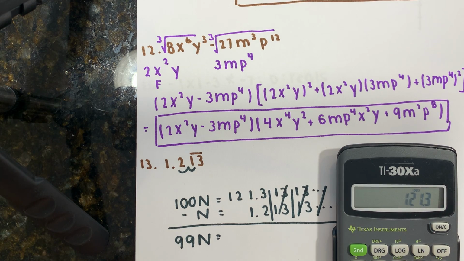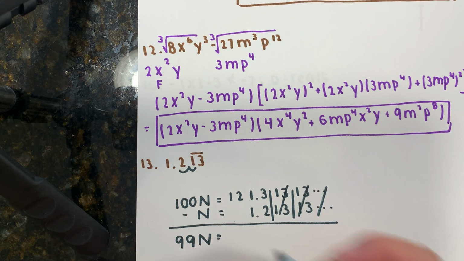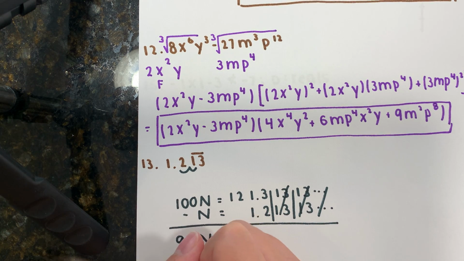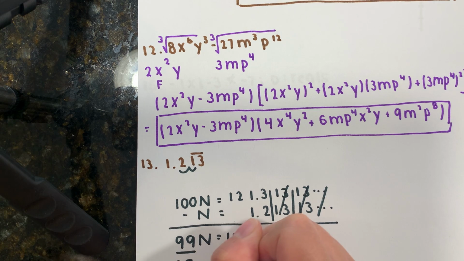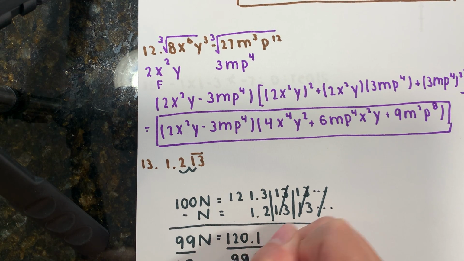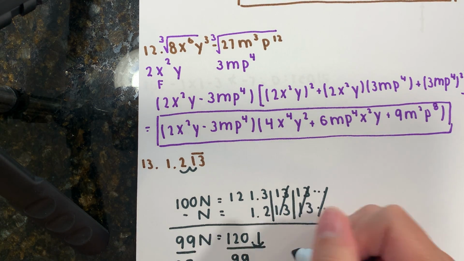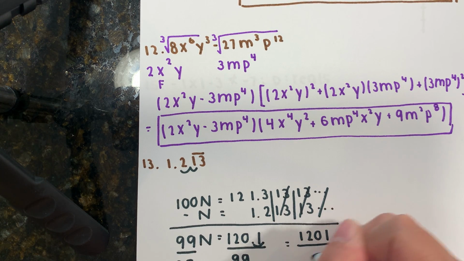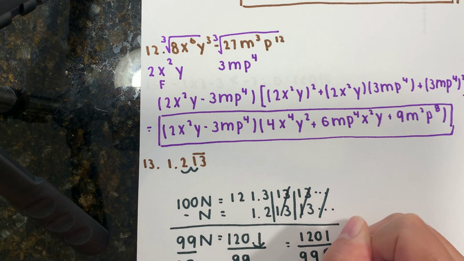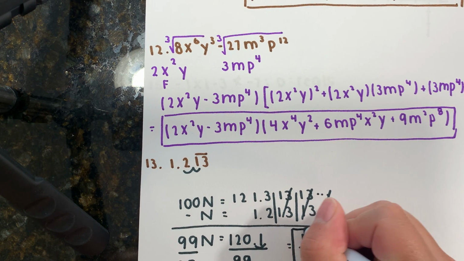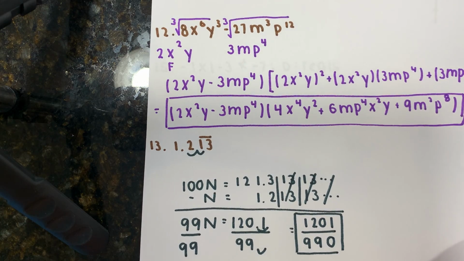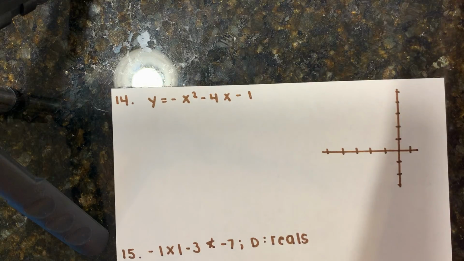121.3 minus 1.2 gives me 120.1. Then you're going to divide both sides by 99. But don't forget to move the decimal point over 1 space, which would be 1,201 over 990. That's number 13. And then we're going to do number 14.